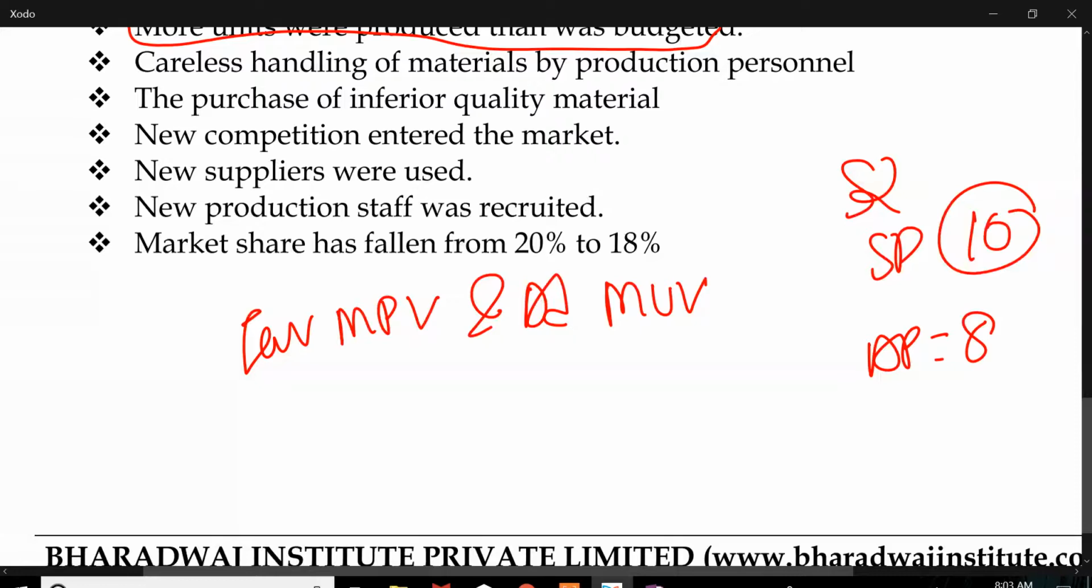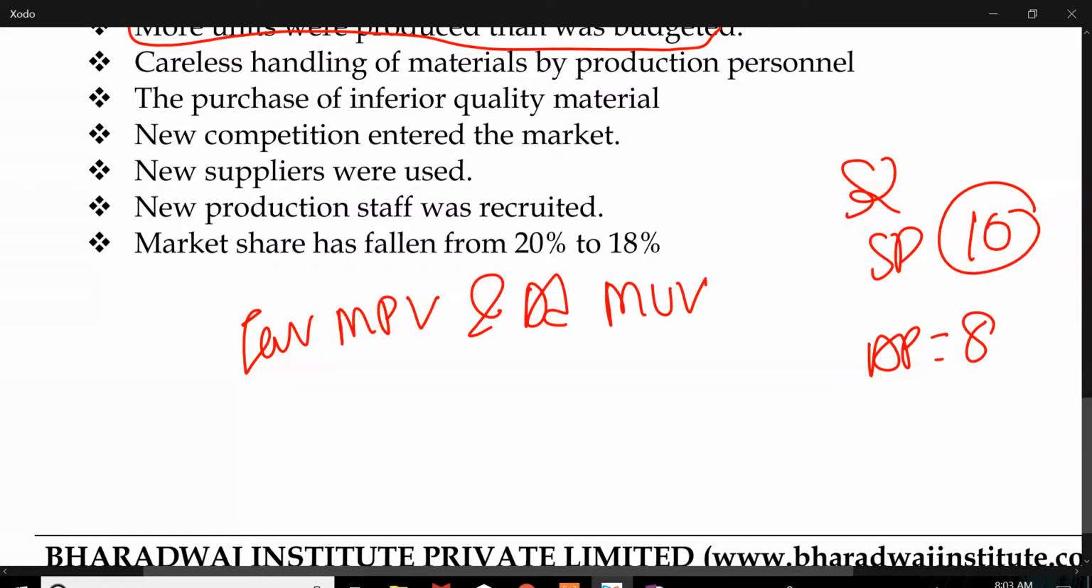So in a problem, when you get an adverse labor efficiency variance and you're not able to think about an interpretation, one of the interpretations will be, this could be because the company has recruited more workers and these workers are initially inefficient, or these workers are under the training period and they are taking time to improve their efficiency level.